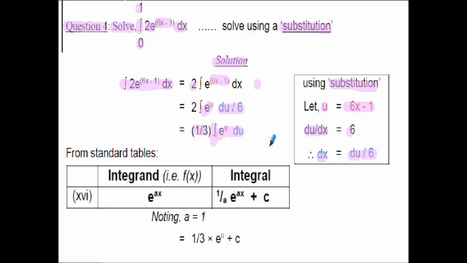I now have my standard form from my standard tables of e to the ax, but don't forget in this case the a is equal to 1, as a 1 against the u we do not write. So our solution is of the form 1 upon a e to the ax plus c for an indefinite integral. Note in this case that a is equal to 1, so our solution will be 1 upon 3 multiplied by e to the u plus c. Solution continued on the following slide.